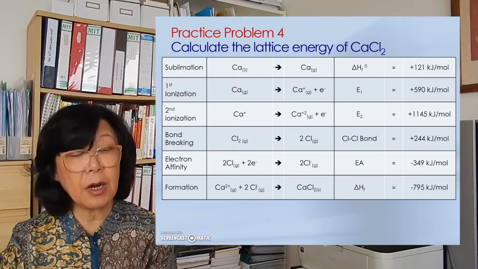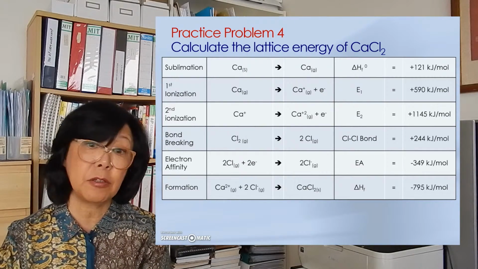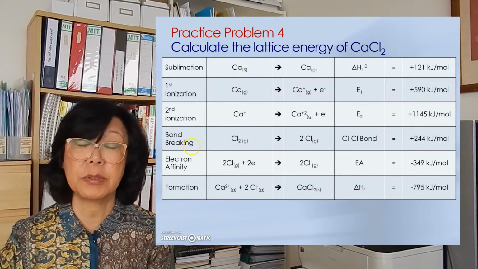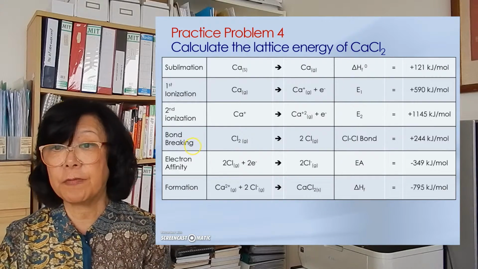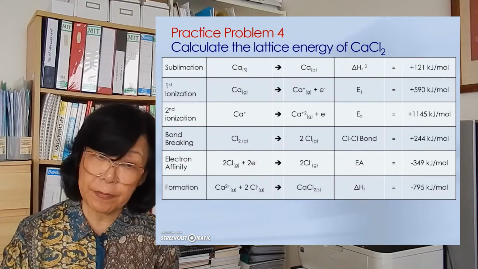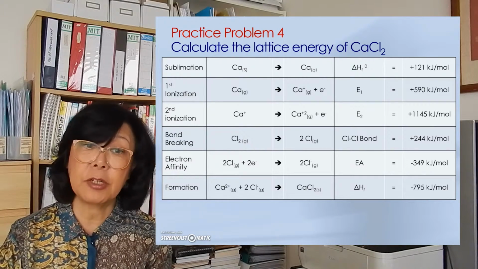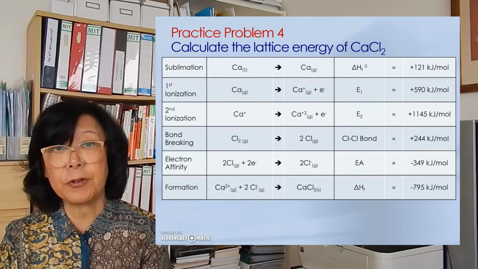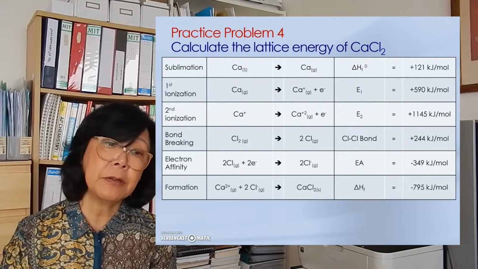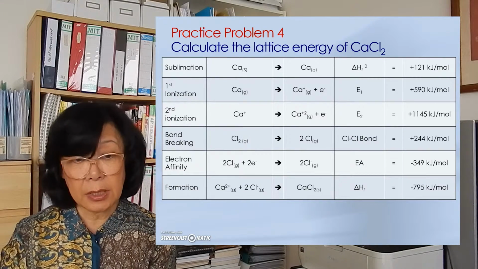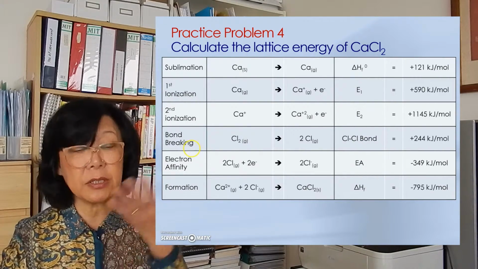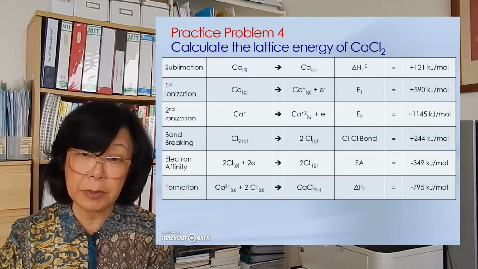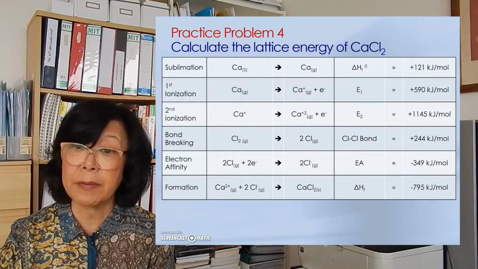Then you have the bond breaking of 1 mole of chlorine molecules being broken down into 2 moles of chlorine atoms. Bond breaking is 244 kilojoules per mole. Then you have the electron affinity, 2 moles of chlorine atoms attracting 2 moles of electrons to become 2 moles of chloride ions, negative 349 kilojoules per mole. And finally, the enthalpy of formation. This is the final step, summarizing the enthalpy of formation of calcium ion and the 2 chloride ions to form calcium chloride, being negative 795 kilojoules per mole.